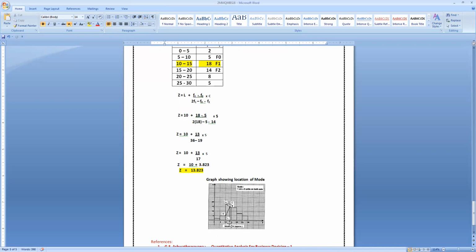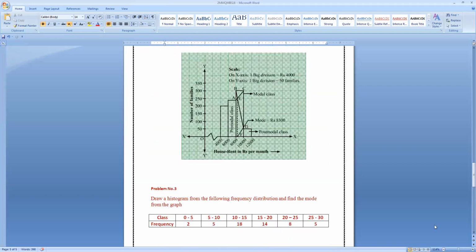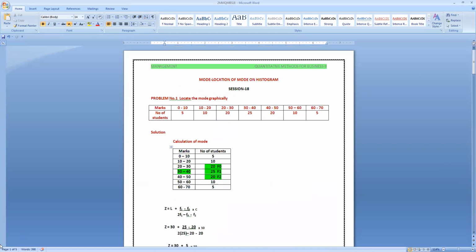We have to construct all the rectangles, then join the lines to show the modal value on the graph, that is in the 10 to 15 class interval. We draw lines in the form of an X. Then we draw one perpendicular line where we can locate the value of mode. So with this, I am going to end the session regarding the location of mode on a histogram. Thank you.